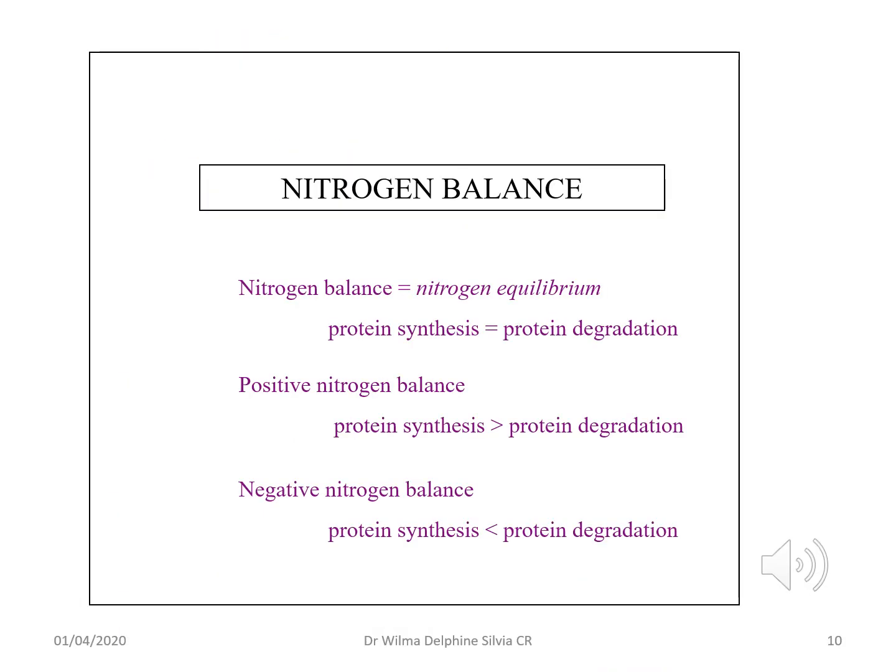In healthy individuals, the input to the amino acid pool is balanced by the output. That is, the amount of amino acids contained in this pool is constant. The amino acid pool is said to be in a steady state, and the individual is said to be in nitrogen balance, which is nothing but nitrogen equilibrium.